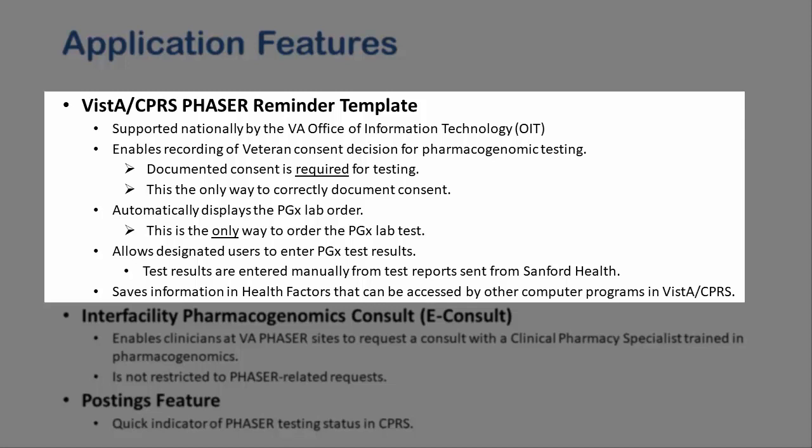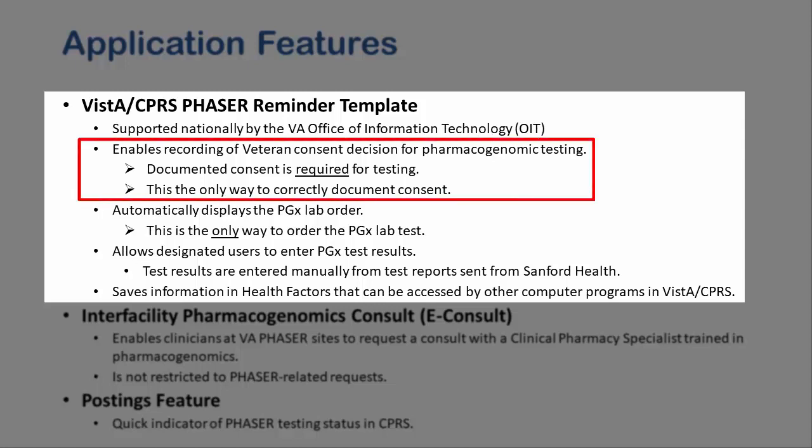One important difference between the PHASER lab test and most other lab tests is the VA's requirement for documented informed consent before the lab test can be ordered. Informed consent means we must explain the test to the veteran, answer their questions, and ask for their decision to either have the test, not have the test, or defer the decision. The reminder template is the only way to record the veteran's consent decision in their electronic health record.